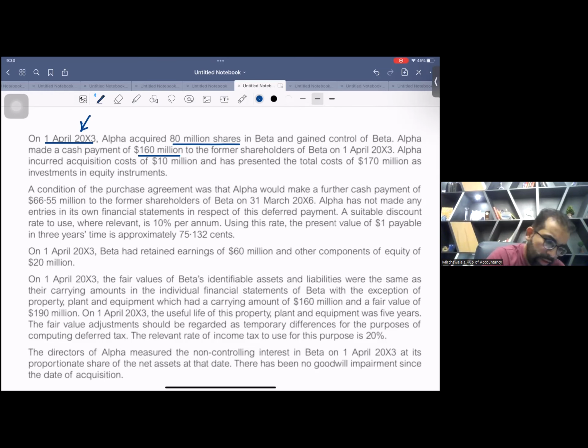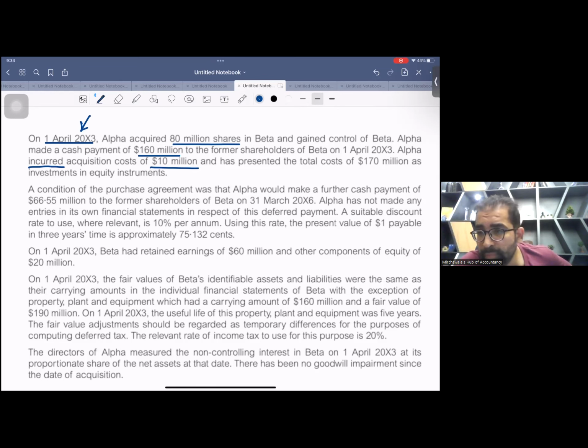Now, Alpha incurred acquisition cost of 10 million. I hope you remember, nowadays, after the revision of IFRS 3, like 14 or 15 years back, IFRS 3 was revised, and you all have studied the revised standard. The revised standard says that all professional fees for the takeover go to P&L immediately. So this acquisition cost must go to P&L immediately.